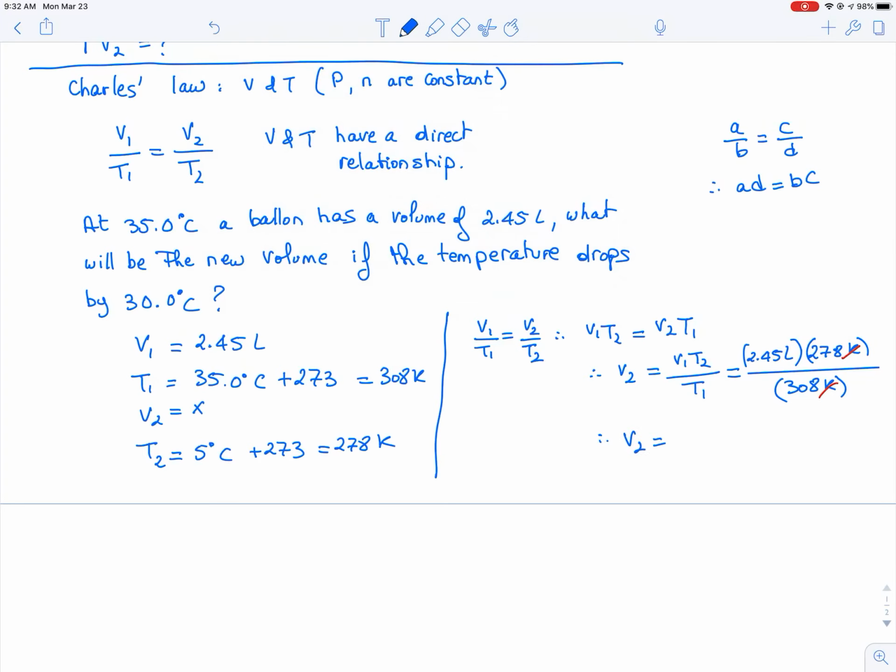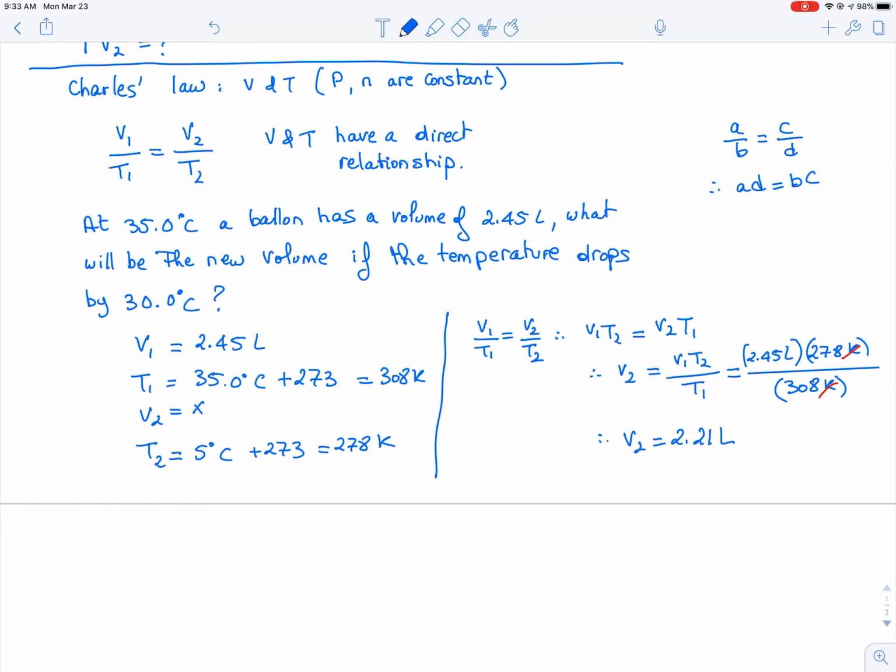Therefore, V2 is equal to, let me just get your calculator ready to do that. Your answer will have three significant figures, obviously, because all the numbers have three sig figs. 2.45 times 278 divided by 308. And that is 2.21 liters. I want you to notice a few things.